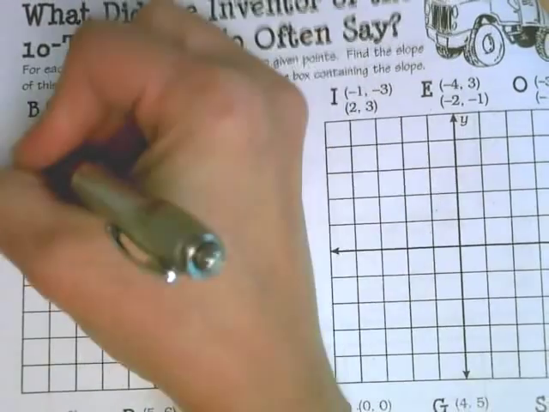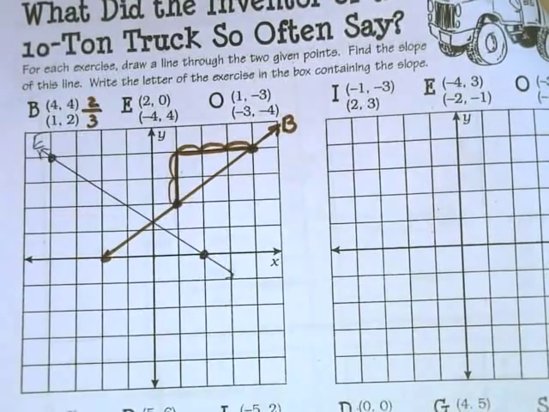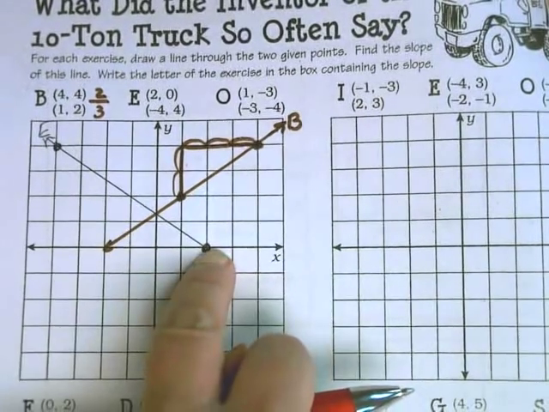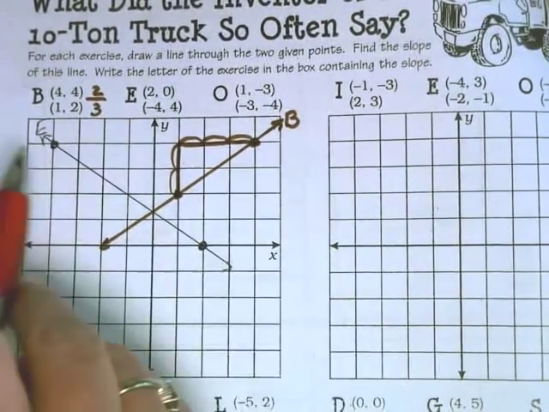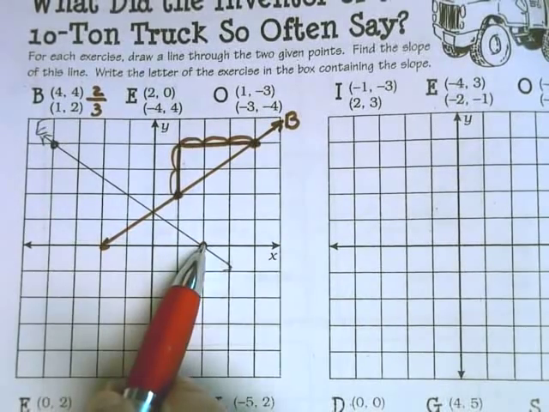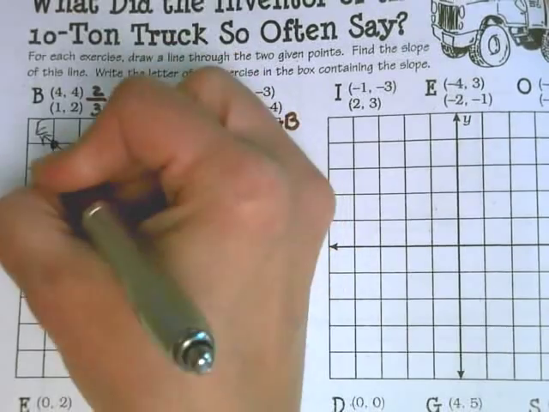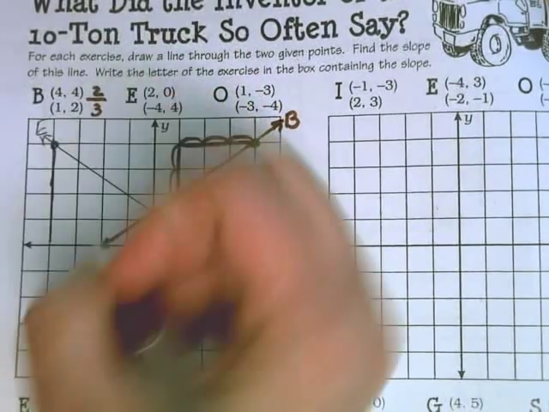I'm going to write this was E, just so that I don't forget which one it is. And I need to find the slope of E, so I want to figure out, rise over run, how to get from left to right, from here to here. Now, if I go up and over, I'm never going to hit it. I'm going to have to go down and then right.